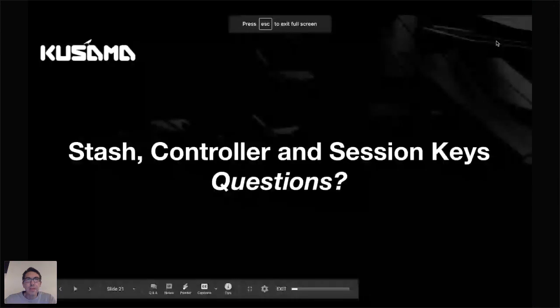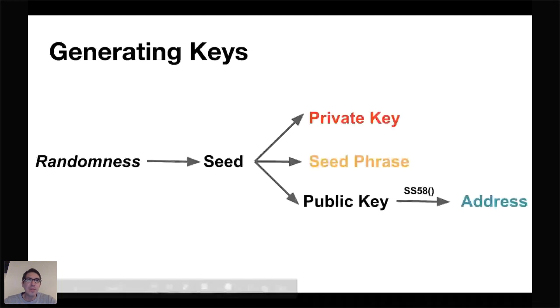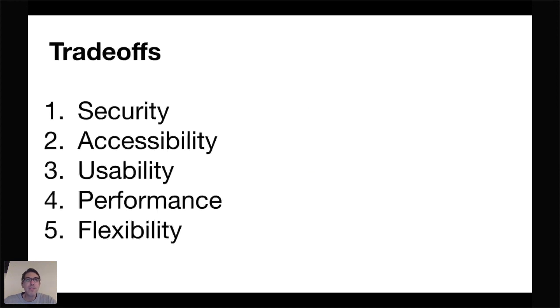All right, so account generation. If you recall, to generate an account, first you get some randomness from somewhere. That makes you make a seed out of it, and then you get a private key, a seed phrase, and a public key, which then gets converted into an address. There are a lot of trade-offs in how you can do this.